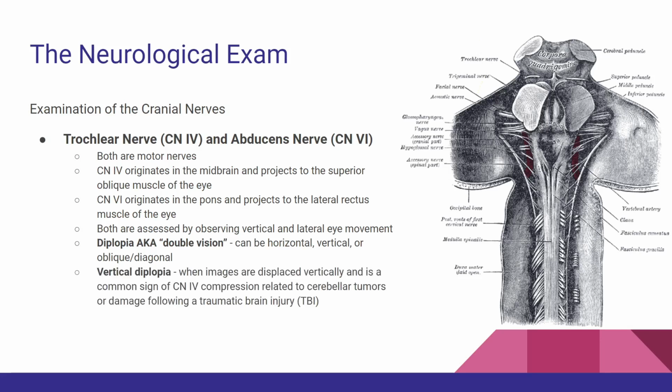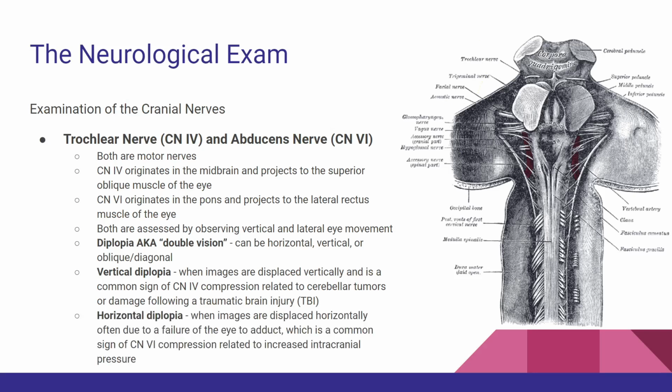When it's vertical, that's a common sign for disruption of cranial nerve 4 functioning, and it can be related to things like cerebellar tumors or traumatic brain injury. And when diplopia occurs horizontally, that indicates disruption of cranial nerve 6, and it's often related to increased intracranial pressure within the central nervous system.